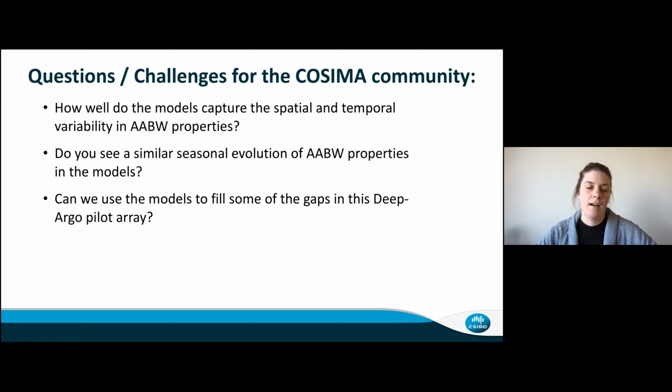And how can we use the model to really fill in some of the gaps in this pilot array? Because there are many. For one, we can't tell the floats where to go. They drift where they want. And there's still only 12 of them, and it's a big region.